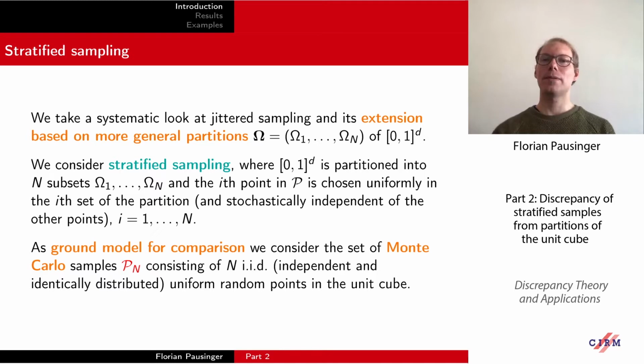And we will take a more systematic look at jittered sampling, and in particular, we will extend it to arbitrary partitions of the d-dimensional unit cube. So we consider what we call stratified sampling, where we partition the d-dimensional unit cube into n subsets, and the ith point of our point set is then uniformly chosen in the ith set of the partition and completely independent of the other points. And as a ground model for comparison, we consider a normal Monte Carlo sample, as you have seen on the picture before.